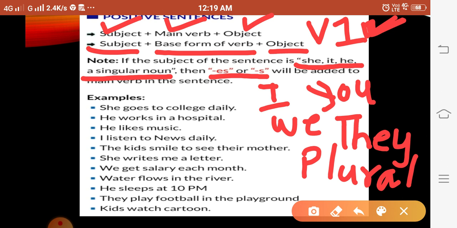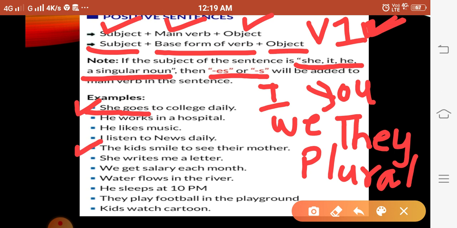For example, first, she goes to college daily. In this sentence, our subject she is singular. That is why with main verb go, es is added. Then he works in a hospital. He likes music. I listen to news daily. The kids smile to see their mother.